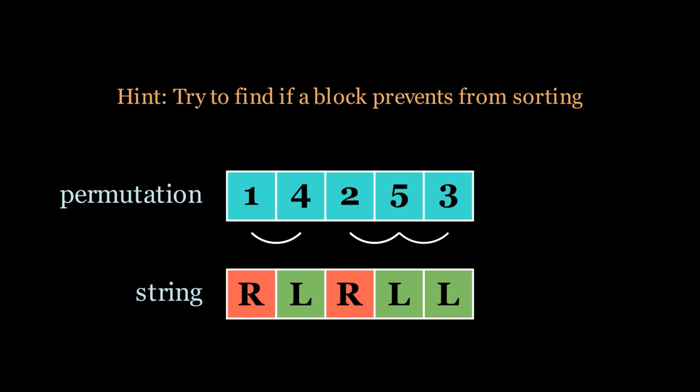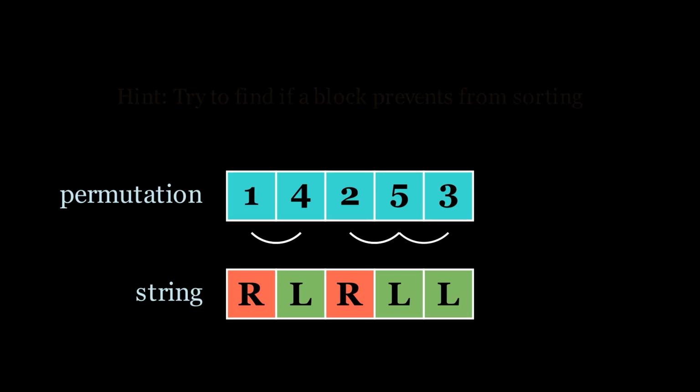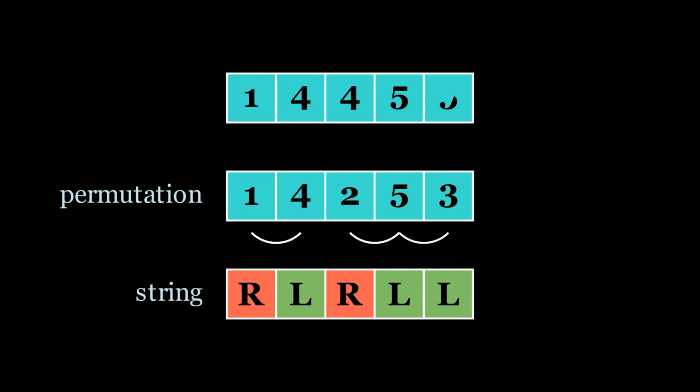How can we find if a block prevents us from sorting the array? Let's look at the prefix max array. If the prefix max is larger than i, this means there's an element greater than i that is being blocked. Let's update index 2. The previous blocked position is now open, and now we can sort the entire array.